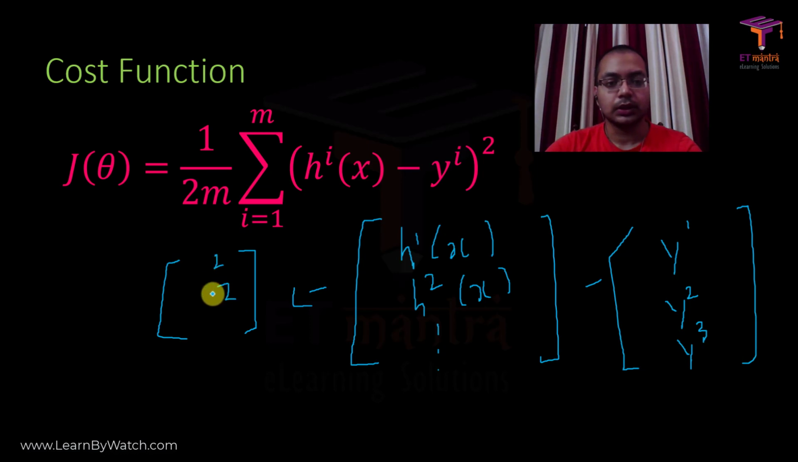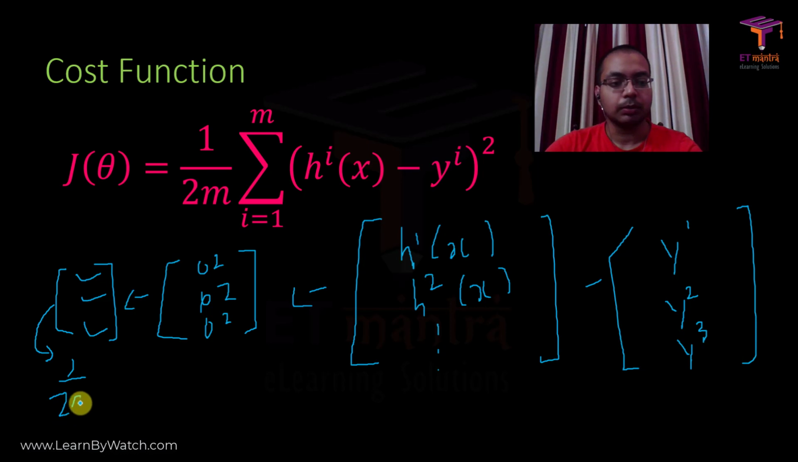So square this term, square this term, square this term, and after this we again get a single column vector. And what we do is we sum all these individual elements. This can be done in Python using the np.array function, np.sum function, and after that we divide it by 2m to get this cost function. So a vectorized approach is preferred over the normal for loop.